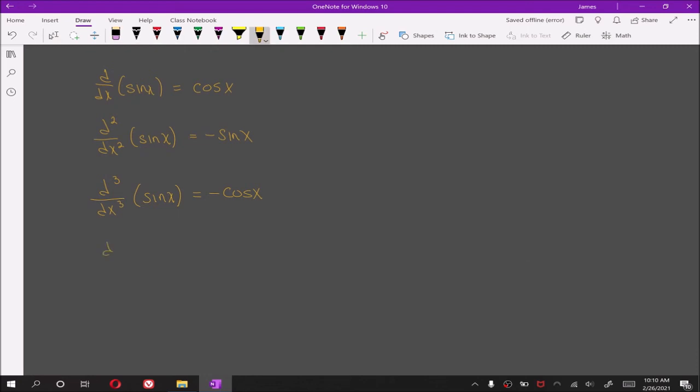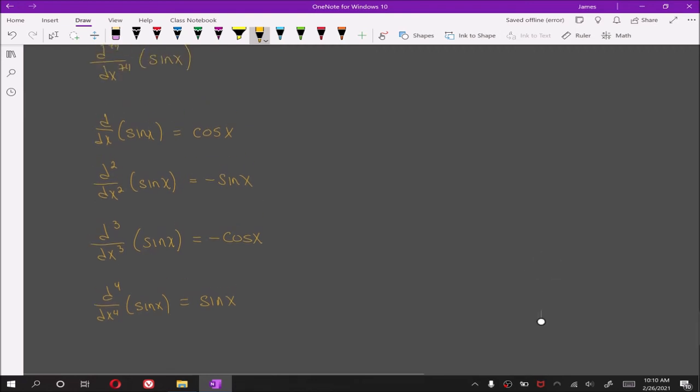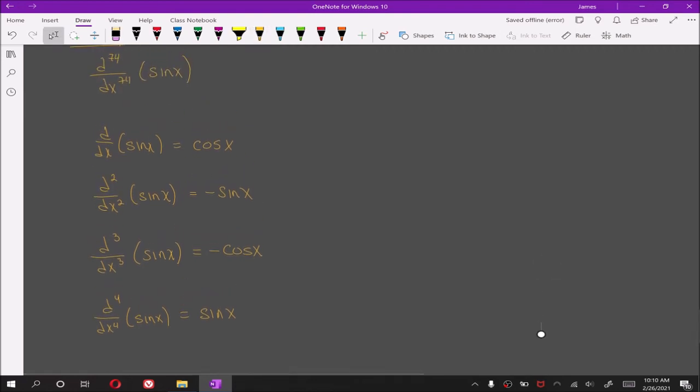And the fourth derivative would be the derivative of negative cosine, which is sine of x. At this point, we can stop, right? We've gone back. After 4 derivatives, we've returned to the original function.